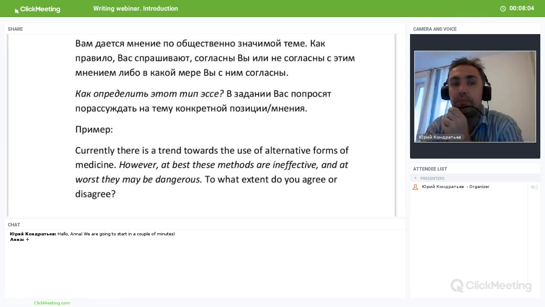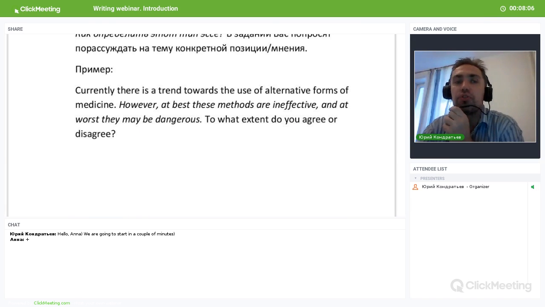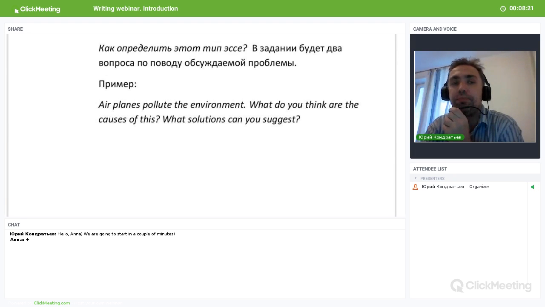So here's an example. Currently, there is a trend towards the use of alternative forms of medicine. However, at best these methods are ineffective, and at worst they may be dangerous. To what extent do you agree or disagree? All right, let's move on to the next type.